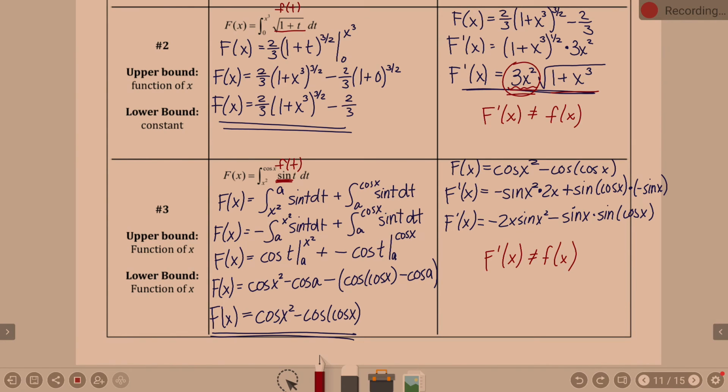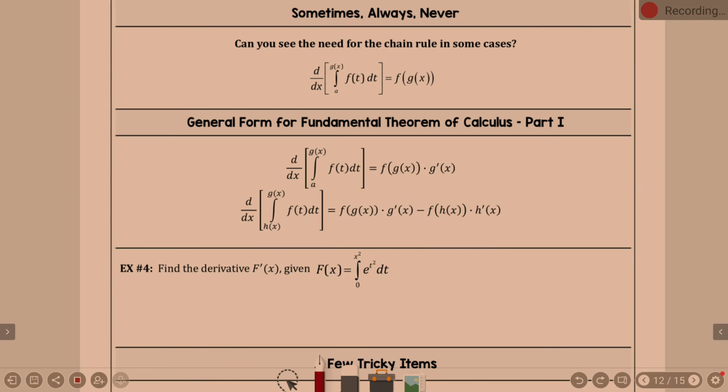Now, with that said, what it comes down to is we have to think about chain rule here. And so if I look to the next page, make sure I can flip here. Can you see the need for the chain rule in some cases? First case, we didn't need it. The other cases, we did. You have to watch for that. So the idea here is that when you are plugging a function into a function, you have to think of the chain rule.